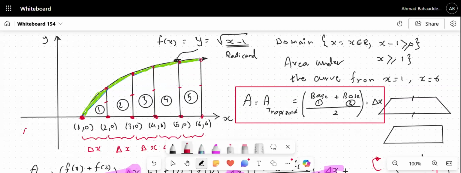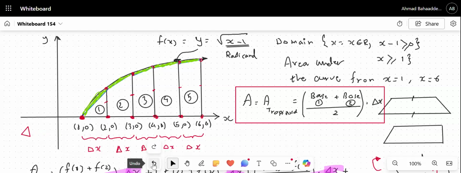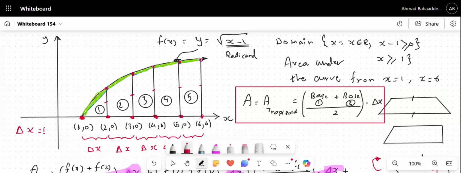So each of the delta x is going to be delta x equal to 1. Let me just make the triangle nicer. And I can say that delta x is equal to 1. But we have a law how to find the delta x, which is the width of the trapezoid. I will say that this is the width of the trapezoid. Delta x, I can write it down here. The width of the trapezoid.